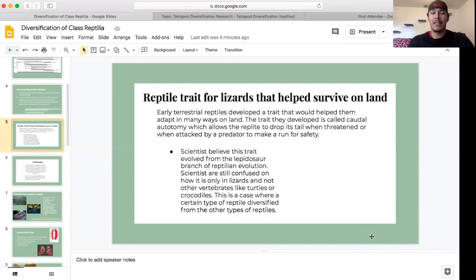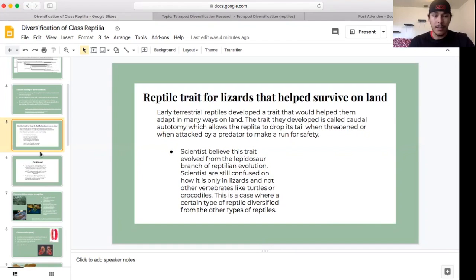Scientists believe this trait evolved from the Lepidosauria branch of reptilian evolution. Scientists are still confused on how it is only in lizards and not in other vertebrates like turtles or crocodiles. This is a case where a certain type of reptile diversified from other types of reptiles.